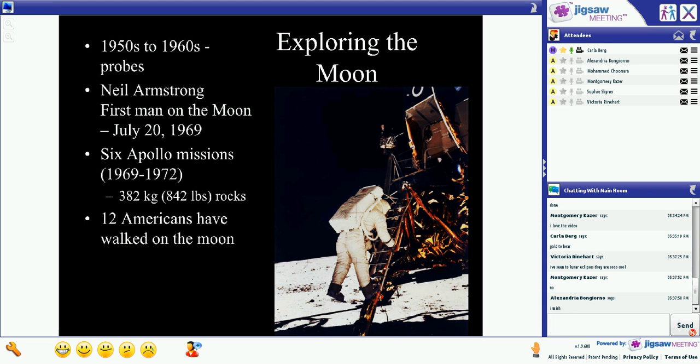Now, we talked about Neil Armstrong, and he explored the moon. He was the first man on the moon on July 20th, 1969. But there have been lots of other explorations or expeditions to the moon. Before Neil Armstrong was on the moon, during the 50s and 60s, the United States sent lots of unmanned probes to the moon. Then there were 6 Apollo missions between 1969 and 1972 to collect lunar rocks from the moon. During those 6 missions, we collected 842 pounds or 382 kilograms of rocks. And in total, there have been 12 Americans who have walked on the moon.